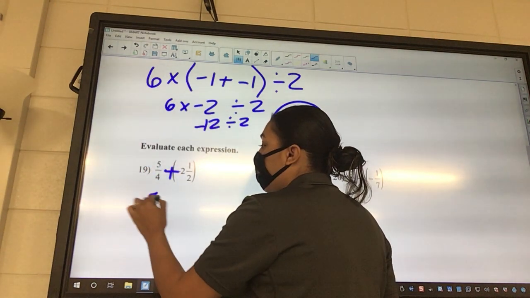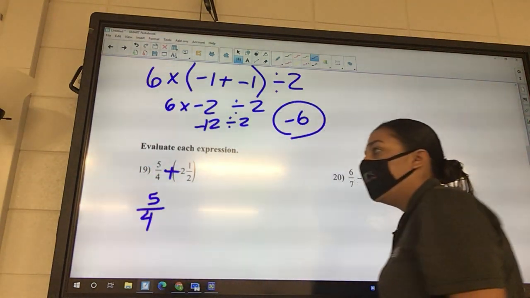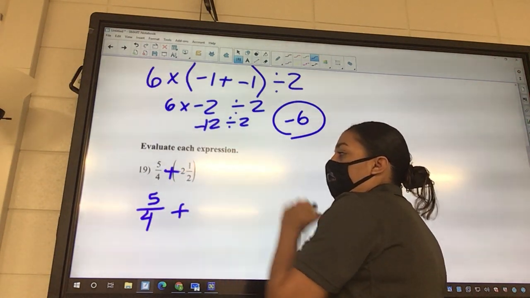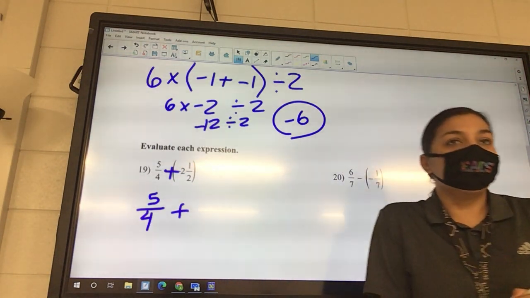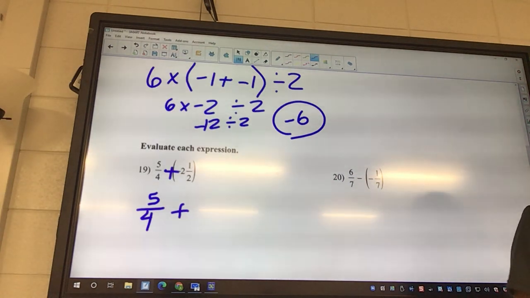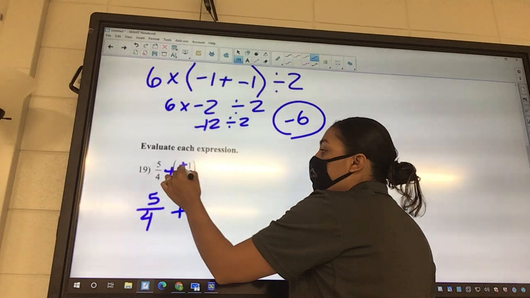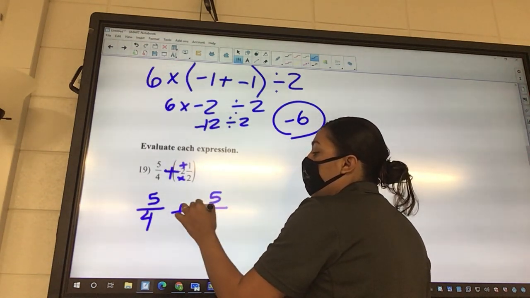So I'm really going to have 5 over 4 plus what? What's that other fraction going to be converted to? 5 over 2. So it's multiply and add. So 2 times 2 plus 1 will give you 5 over 2.